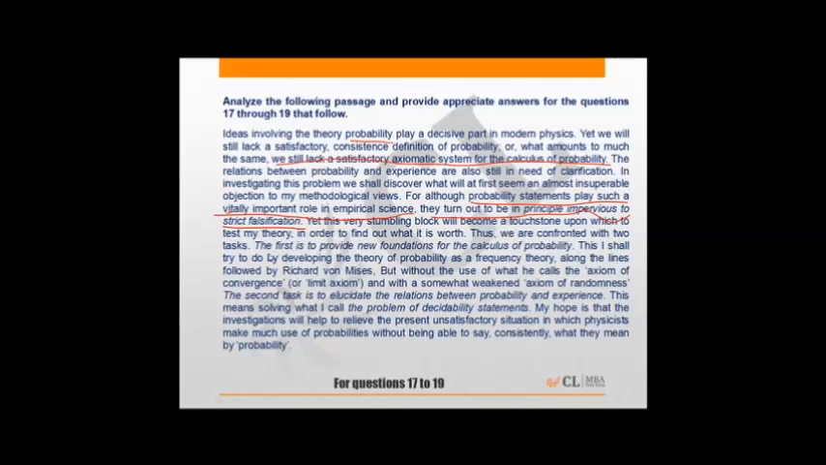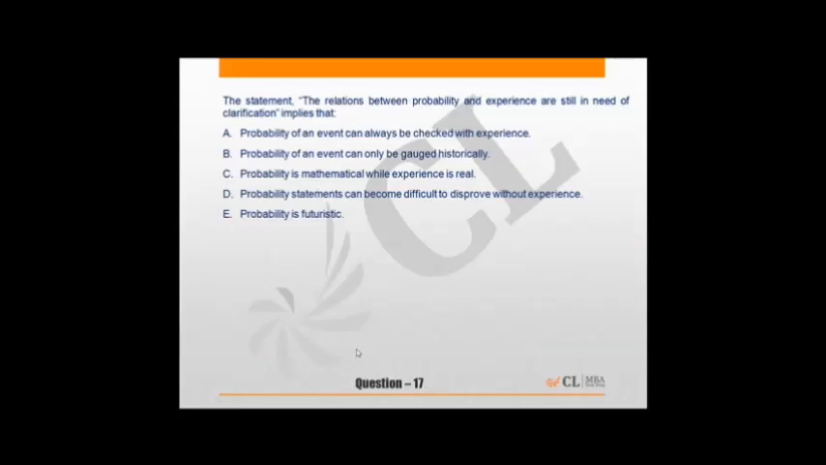So for that matter, the author aims to do two tasks. The first is to provide a new foundation for the calculus of probability by developing a theory of probability as a frequency theory along the lines of Richard von Mises, and the second task that he plans to undertake is to elucidate the relationship between probability and experience, to dispel any certainty that surrounds the calculation of probability. Now let's look at the first question that follows this passage. It says the statement, relations between probability and experience are still in need of clarification.